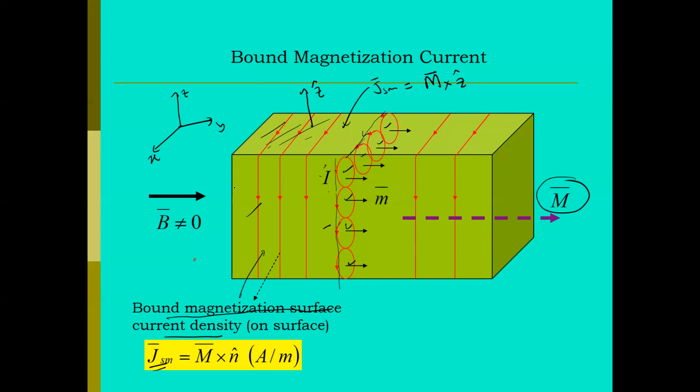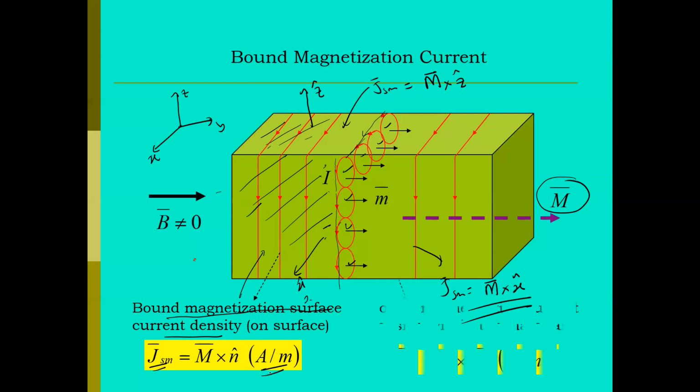Similarly, for this surface on this side, the normal vector from that surface will be in the X direction. So the J_SM on this surface will be given by M vector cross product with the normal vector, which is the X direction. That should be your bound surface magnetization current density related to the surface vectors for each surface. Remember that the units for J_SM are ampere per meter because we are dealing with surface current.